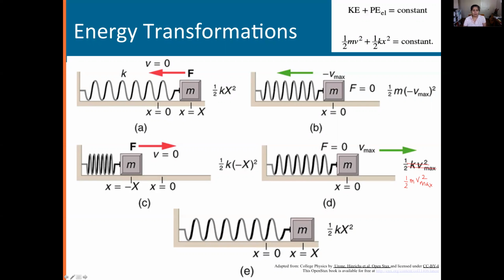And here we are back to the starting position. So we have exactly the same energy here. We're extended by this maximum amplitude, 1/2 kx squared. So our energy is shuttling between potential, kinetic, potential, kinetic, potential, and it keeps doing this.